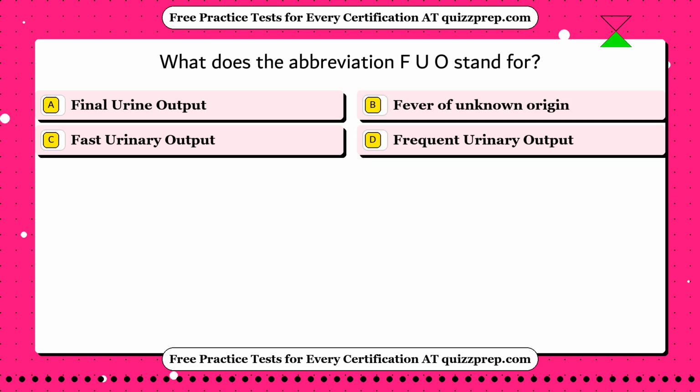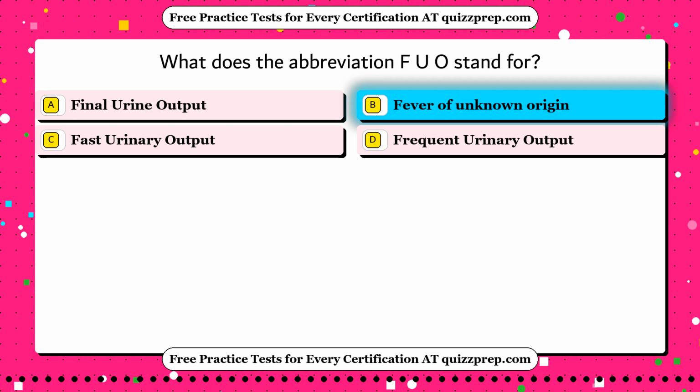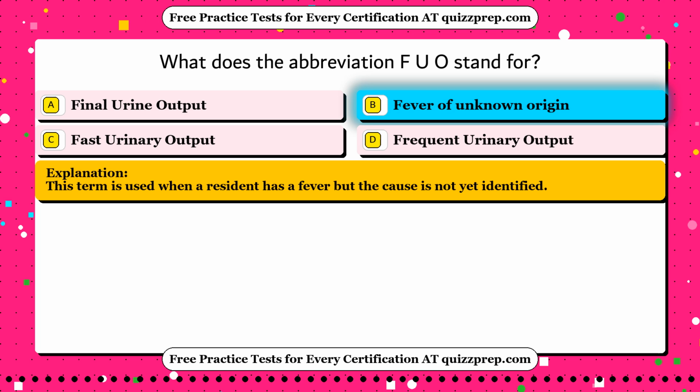Question 44. What does the abbreviation FUO stand for? Option A, final urine output. Option B, fever of unknown origin. Option C, fast urinary output. Option D, frequent urinary output. The correct answer is option B, fever of unknown origin. This term is used when a resident has a fever but the cause is not yet identified.